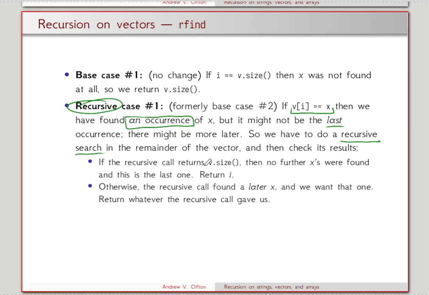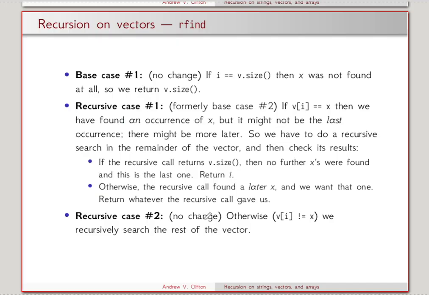If the recursive call gives me v.size, that means there were no more x's. That means not found. So if there are no more x's in the rest of the vector, then this is the last one, and we return i. On the other hand, if the recursive call does not return v.size, that means it found a later x, and we want that one. So we return whatever the recursive call gave us. There'll be an if-else, or I think I wrote a ternary operator inside of this recursive case to check the result of the recursive call.